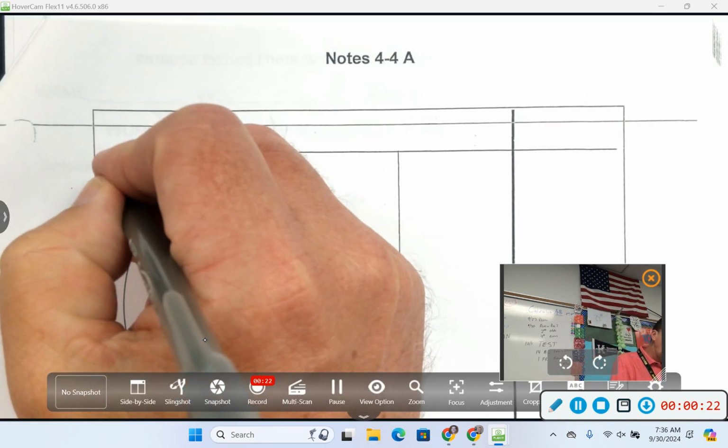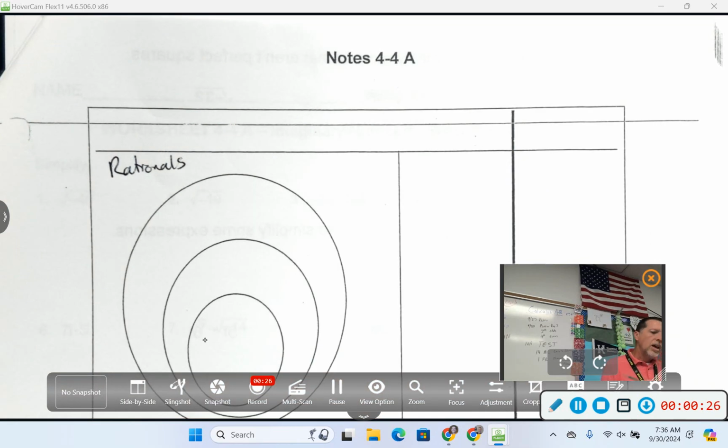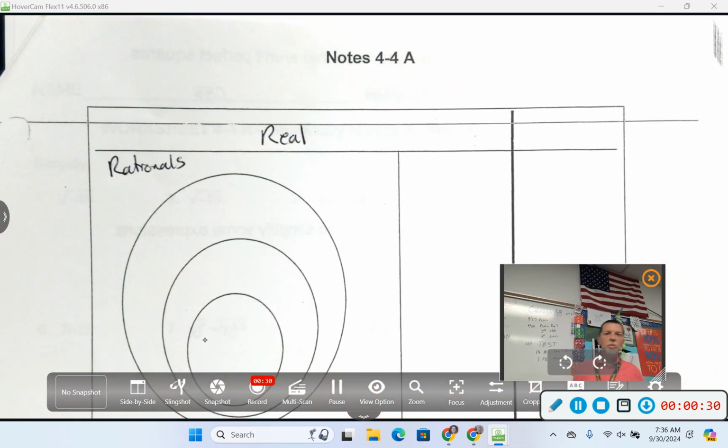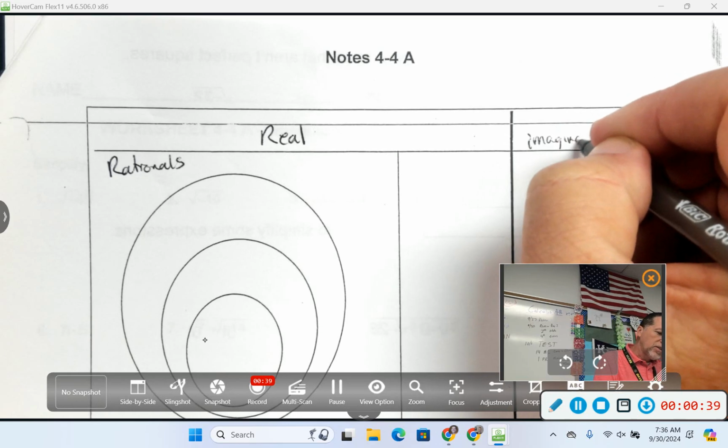Rationals would be this one, because all real numbers are at the top. Because real is at the top. That's right. So real numbers include rational and irrational. There's an imaginary little box. Yeah, look at that line separates them. Yep, imaginary is this box over here.